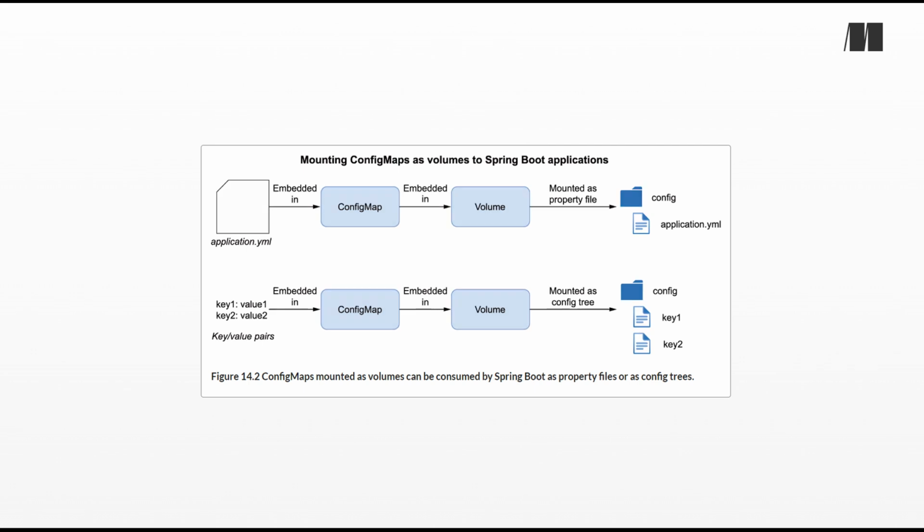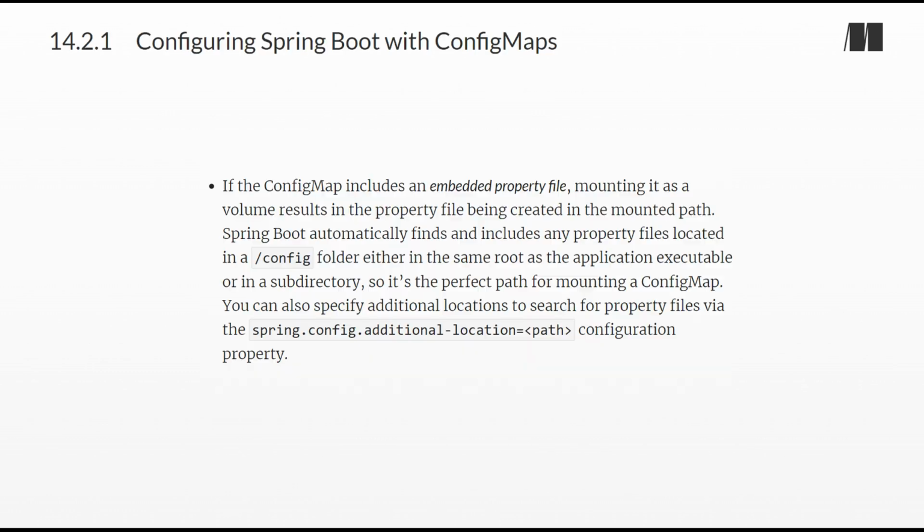When a config map is mounted as a volume to a container, it generates two possible outcomes, figure 14.2. If the config map includes an embedded property file, mounting it as a volume results in the property file being created in the mounted path. Spring Boot automatically finds and includes any property files located in a /config folder, either in the same root as the application executable or in a subdirectory, so it's the perfect path for mounting a config map.